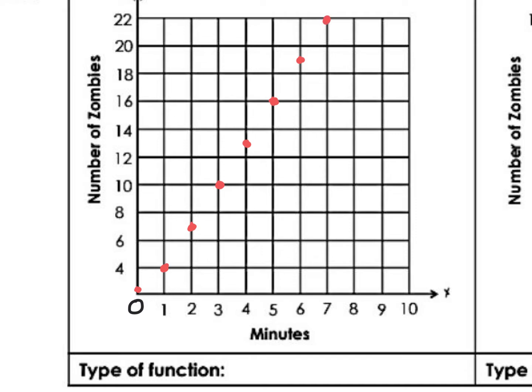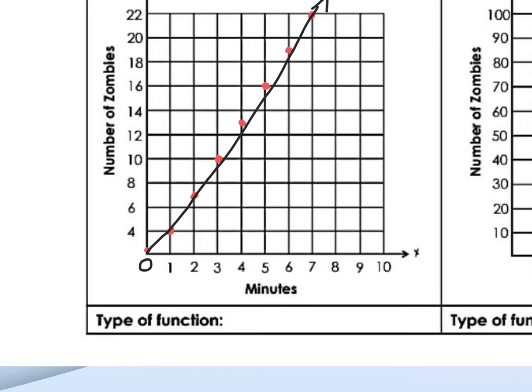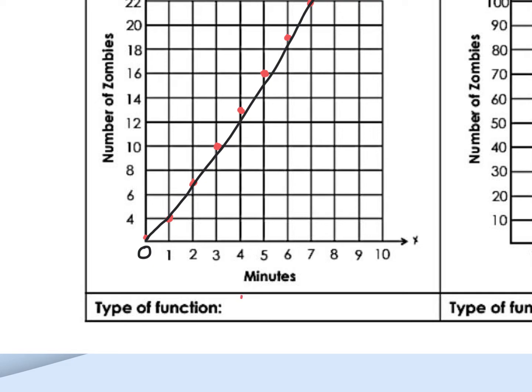So this should look very familiar, right? If I was to connect my dots, we can see that this is in fact linear. This is exactly what we've been doing since 6th grade. This is y equals mx plus b, where our slope was 3 and our b was 1. That was what we started with, okay?